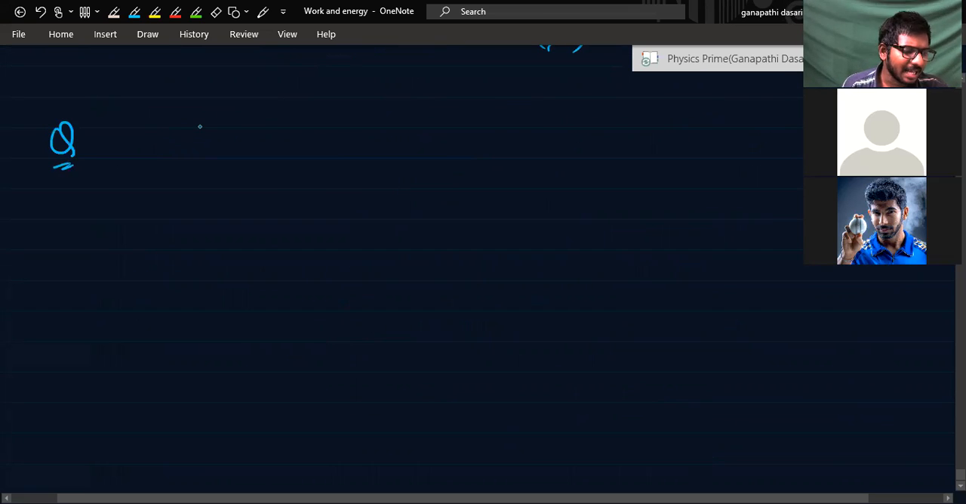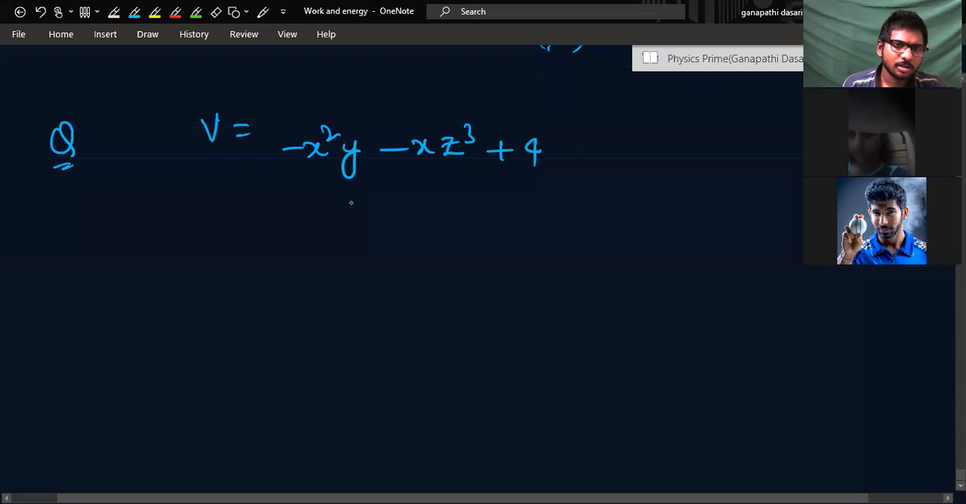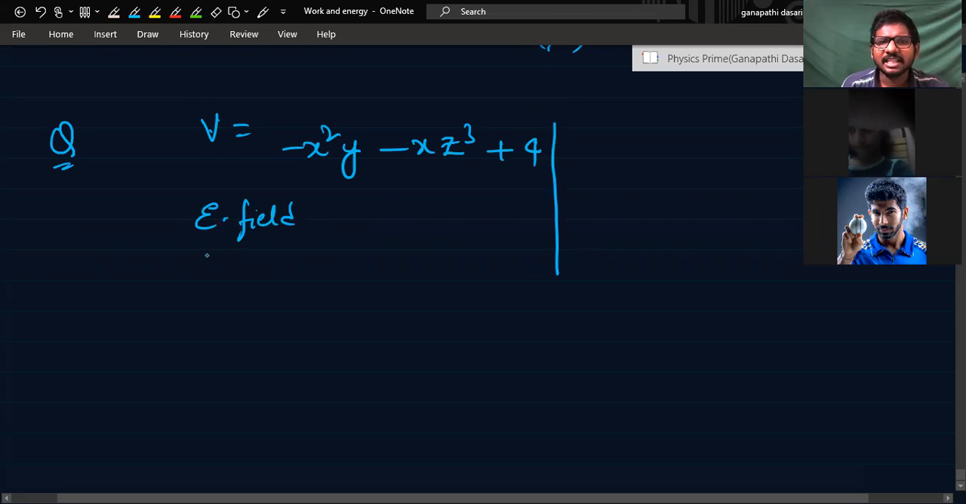Given electric potential at a point x, y, z is given by V equals minus x squared y minus x z cubed plus 4. This is in the electrostatics topic. Electric field is asked. There is a relation between potential and field, potential energy and force.